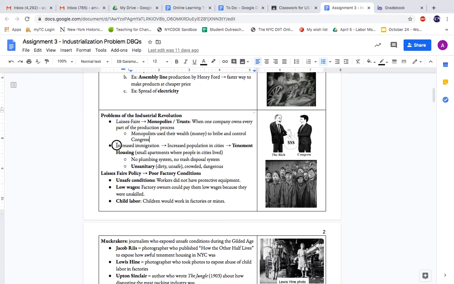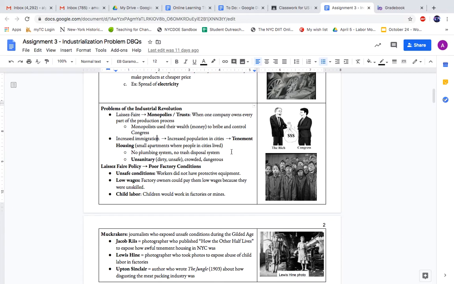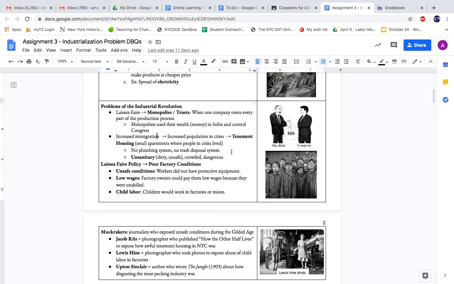We also looked at how all this immigration led to increased population in cities, which led to people living in tenement housing, which were tiny apartments where families would cramp together, okay? There was no plumbing, there was no trash disposal, it was very unsanitary. It was dirty, unsafe, dangerous, crowded, just disgusting.